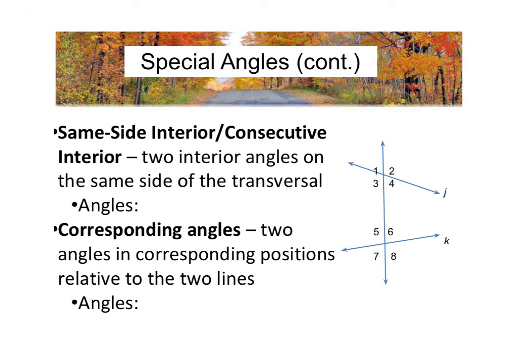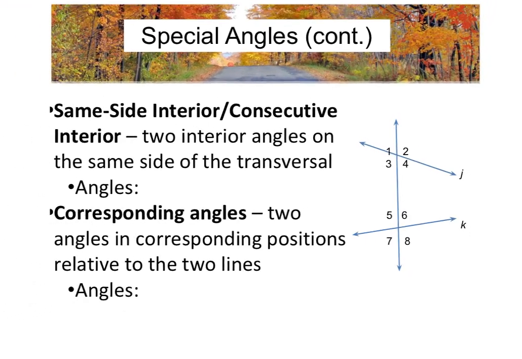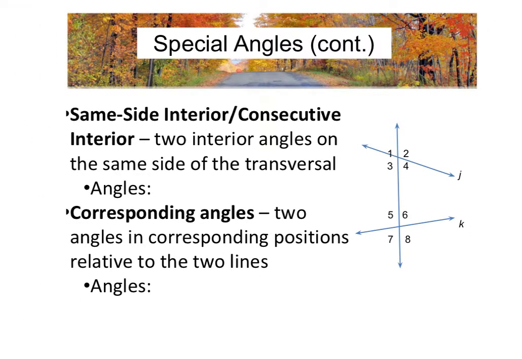Same side interior or consecutive interior, that's where they're inside, they're an interior angle, but they are also on the same side. So let's take the angle 3, same side would be 5, so angle 3 and angle 5. And then let's do the same thing for 4, that would be angle 6.